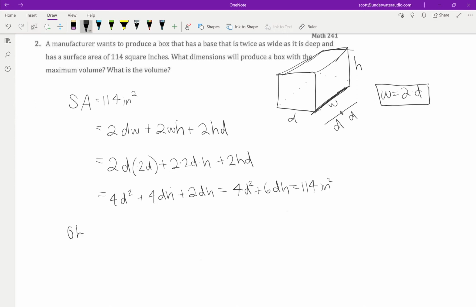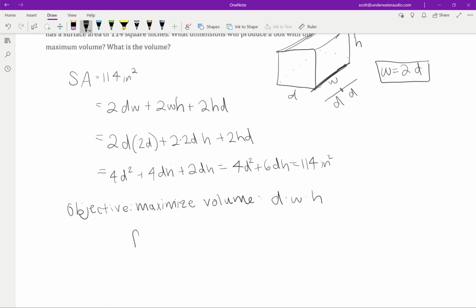So my objective is to maximize volume. And I know how to find the volume of a box. That's just D times W times H. So that's the function I want to maximize, f of d, W, H. I think it would be a good idea to narrow this down to one variable.